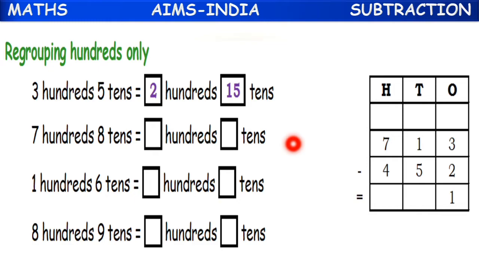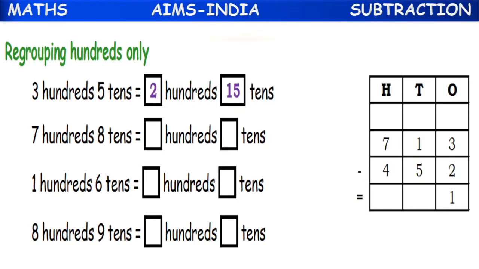Now let us regroup hundreds. Just now we have done regrouping tens, right? This is the same. Now 3 hundreds and 5 tens. 3 minus 1 becomes 2 and the 1 gets placed before 5. So 1 5 becomes 15.